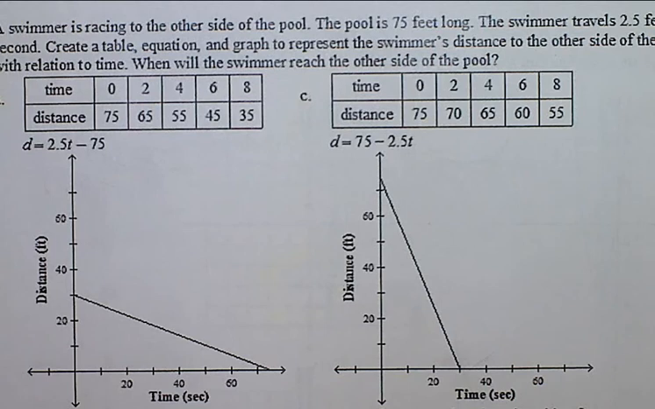A swimmer is racing to the other side of the pool. The pool is 75 feet long. The swimmer travels 2.5 feet per second. Create a table, an equation, and a graph to represent the swimmer's distance to the other side of the pool with relation to time. When will the swimmer reach the other side of the pool?